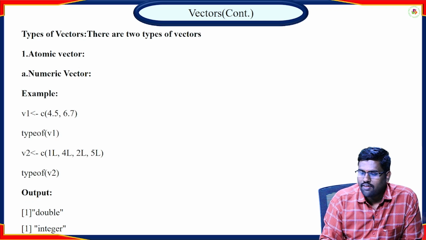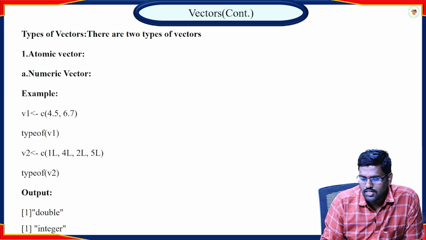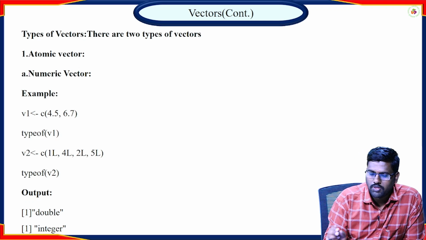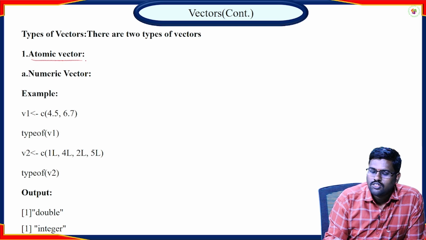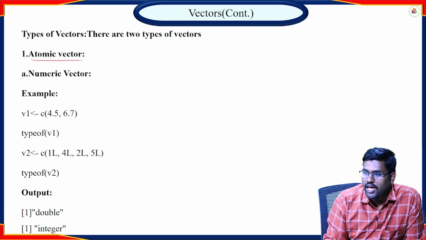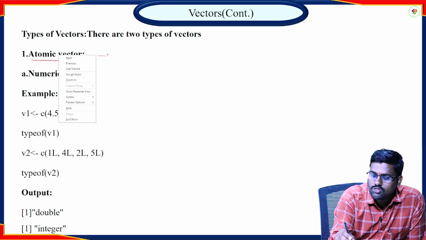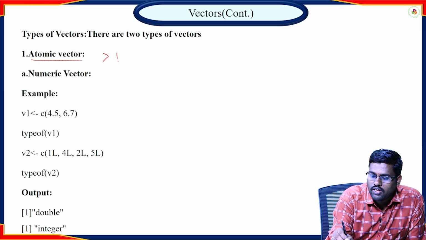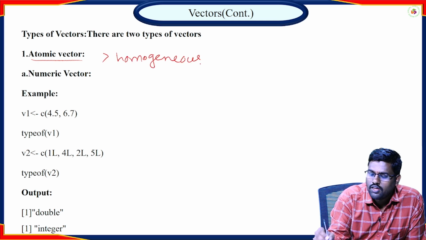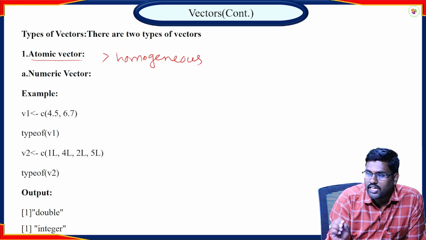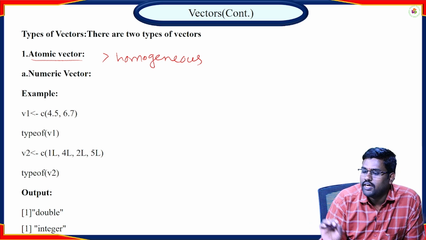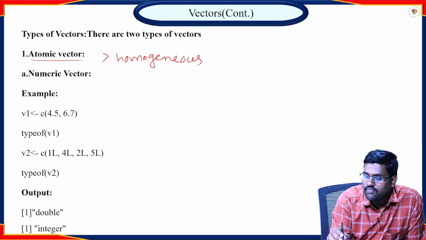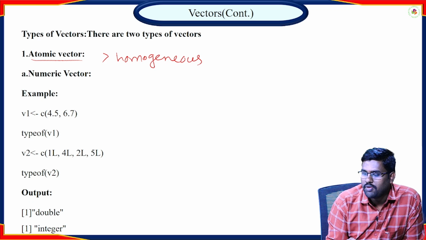Now there are two types of vectors. The first one is the atomic vector and the second one is the recursive vector. Coming to the atomic vector, it is used to accept homogeneous data. That means whatever values we take, all belong to a particular data type. That is called an atomic vector.